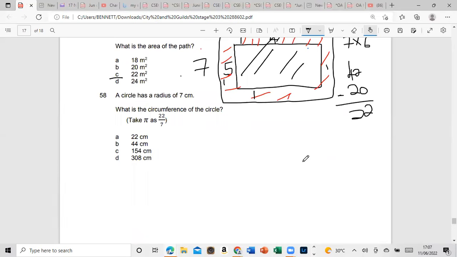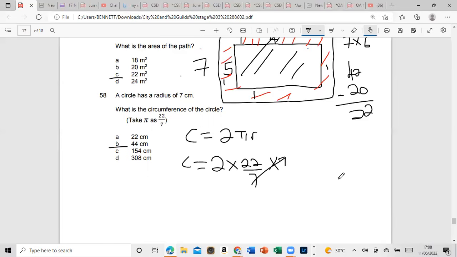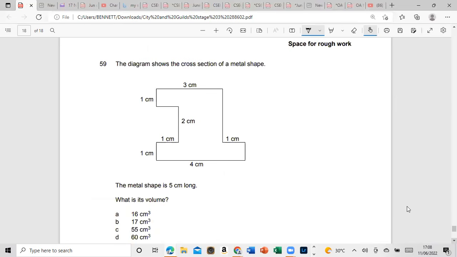58. A circle has a radius of 7 centimeters. What is the circumference? Circumference equals 2 pi r. I've done that so many times in class. That's a circle, but you keep bringing it back. Alright, reinforce it. They did say use pi as 22/7 and the radius as 7. So that's 2 pi r. So bam, that's 44. Right, let's move on to 59 and 60.